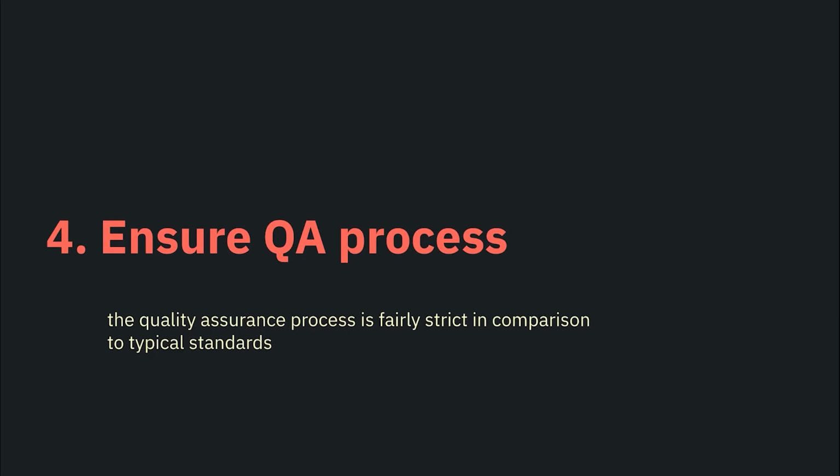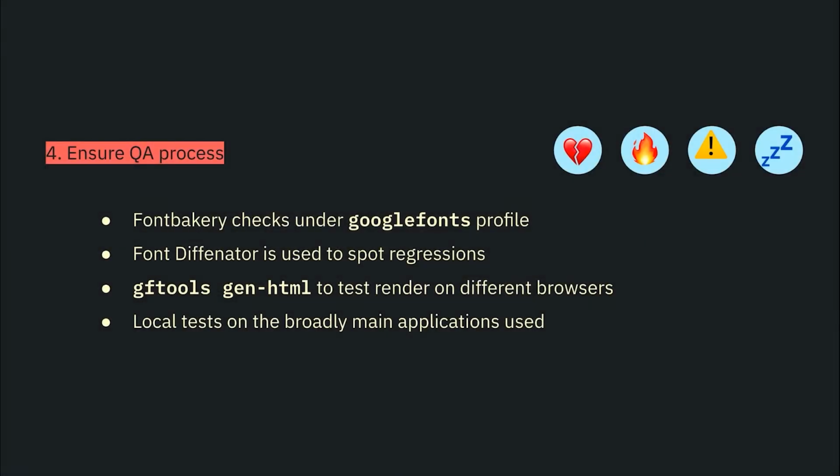The fourth standard needed to serve massively available web fonts is to ensure the QA process. The quality assurance process is fairly strict in comparison with standard requirements. The tools have been developed to standardize the QA process and are frequently updated to meet the new specifications. Treating fonts as software means they should be tested.